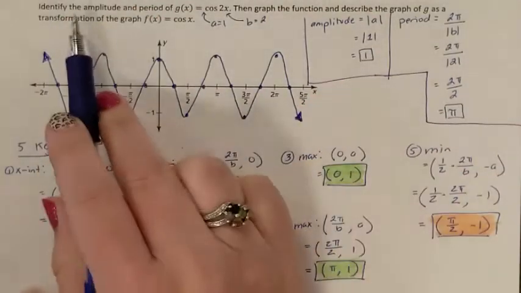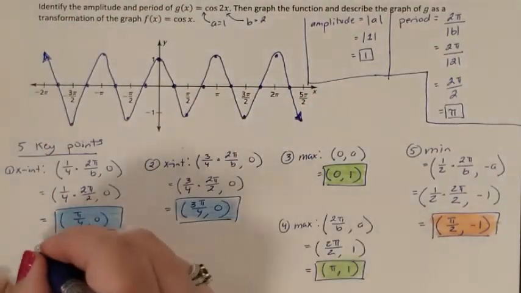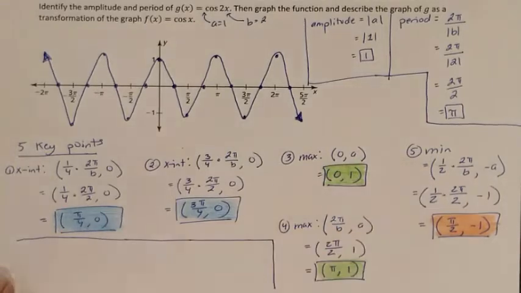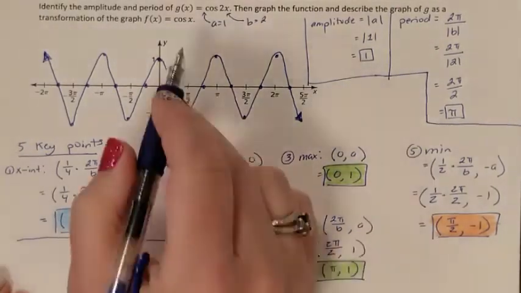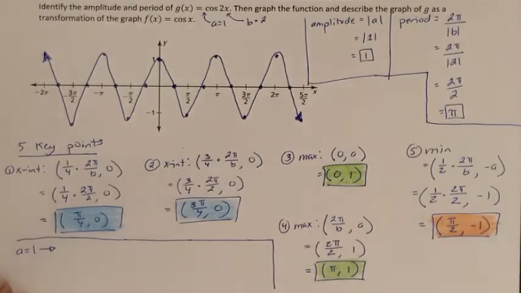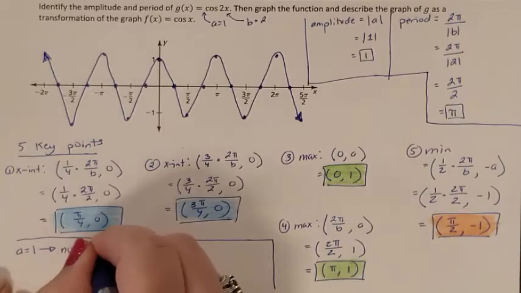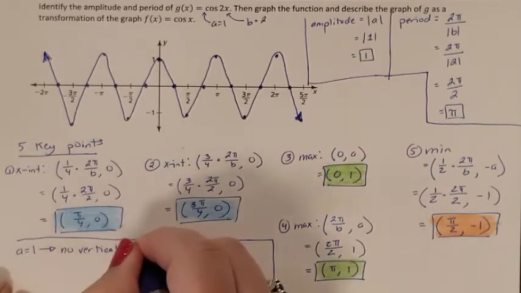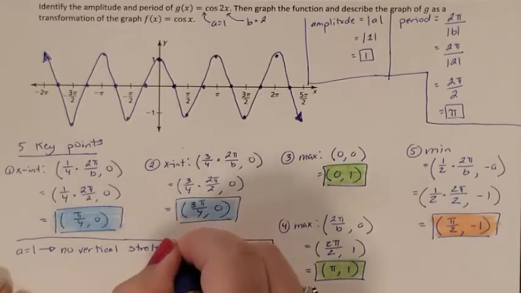Now the last part of the problem asks us to describe the transformation. So our a and our b always describe our transformation for us. Our a is 1. a is always going to be your vertical stretch or shrink. Because it's 1, nothing new is happening. So there is no vertical transformation. There is no vertical stretch or shrink.